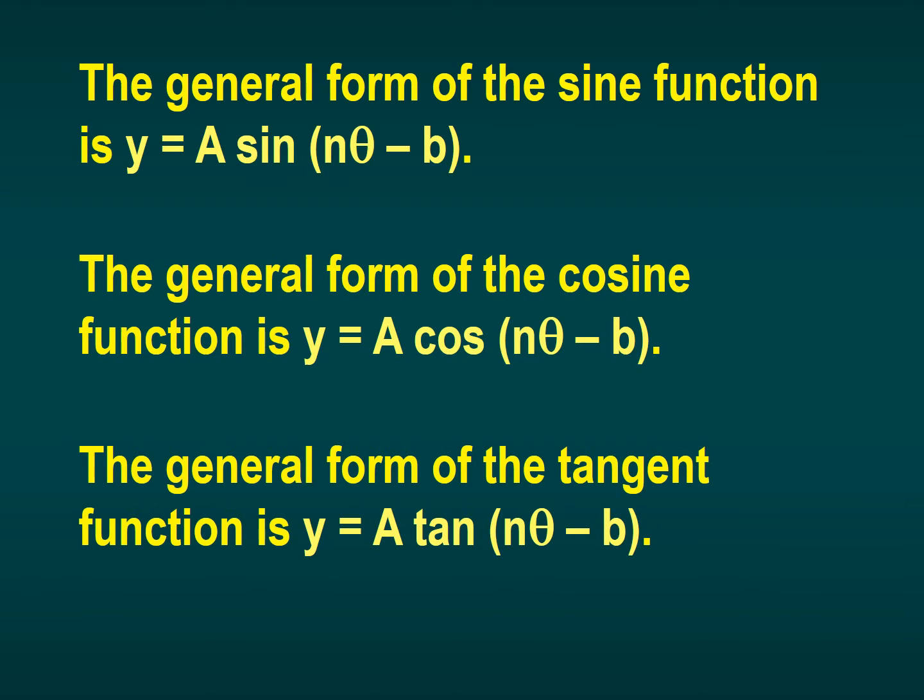So this is our general form of the sine function, cosine, and tangent. Notice that they all look very similar. Notice that there's an n value and a b value. So we're going to look at what those values do and how they transform our functions.